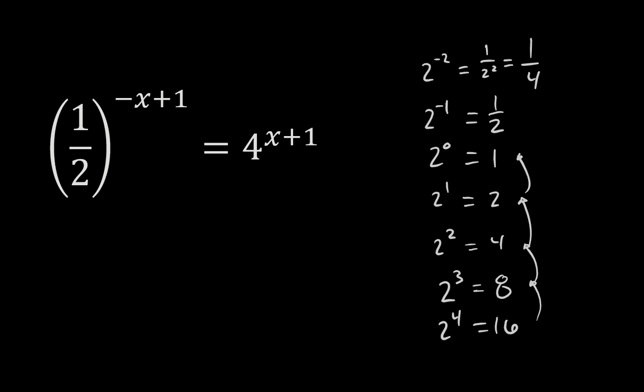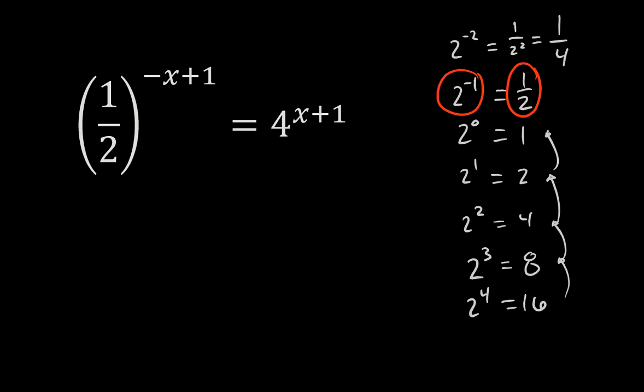So at this point, I see enough information here that I'm ready to build a different form of this equation using these observations, right? The number 1/2 is 2 to the negative 1. That's going to be something I use. And the number 4 is the same thing as 2 squared.